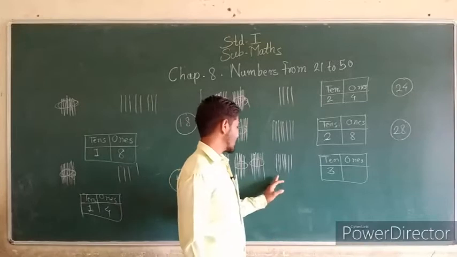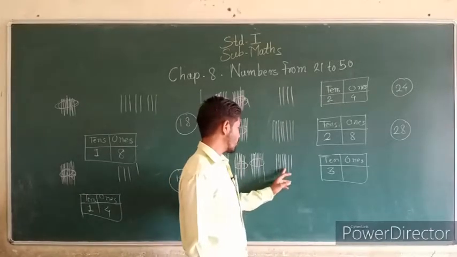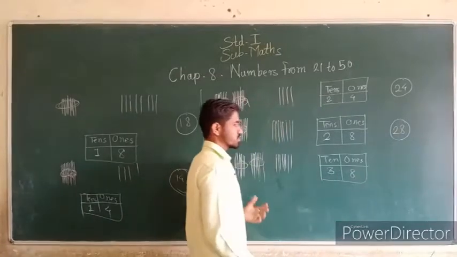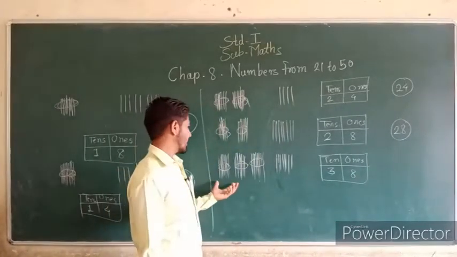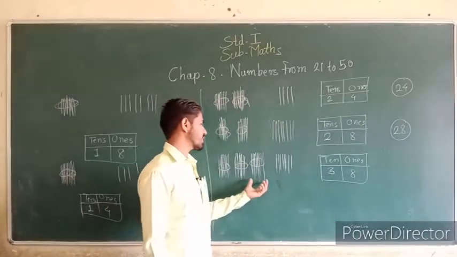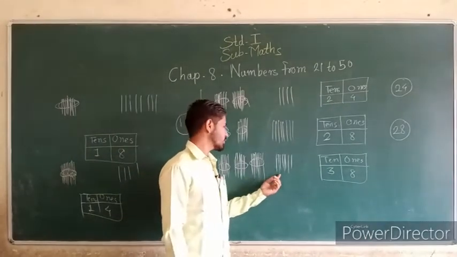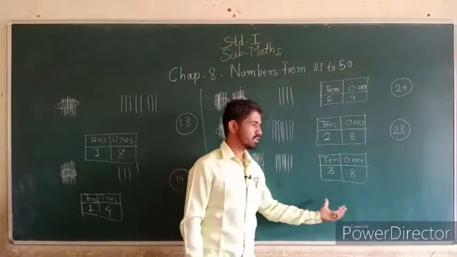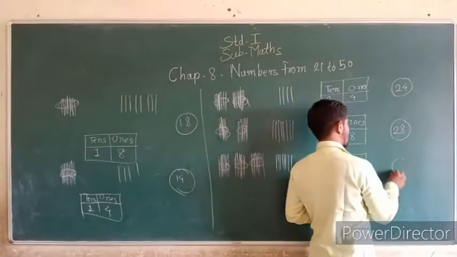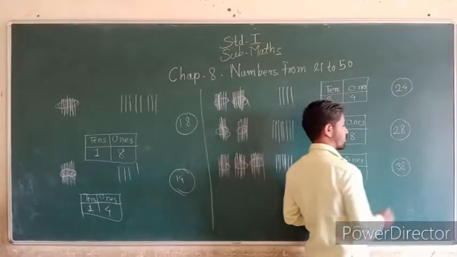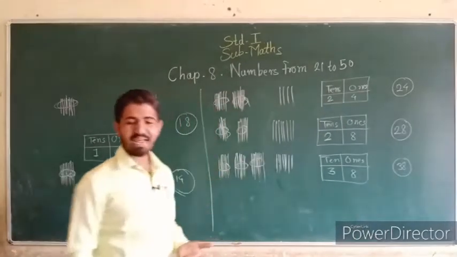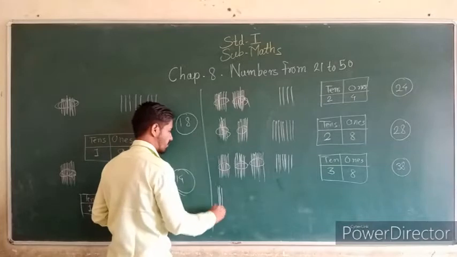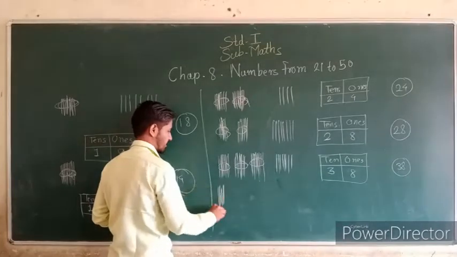Next, how many ones are there? 1, 2, 3, 4, 5, 6, 7, 8. So here we write 8 ones. So which number do we get? 10 plus 10 is 20, 20 plus 10 is 30, 31, 32, 33, 34, 35, 36, 37, 38. So 38 is the number we get. Okay, like this we see the other numbers. Okay, so here how many bundles, you have to tell me?